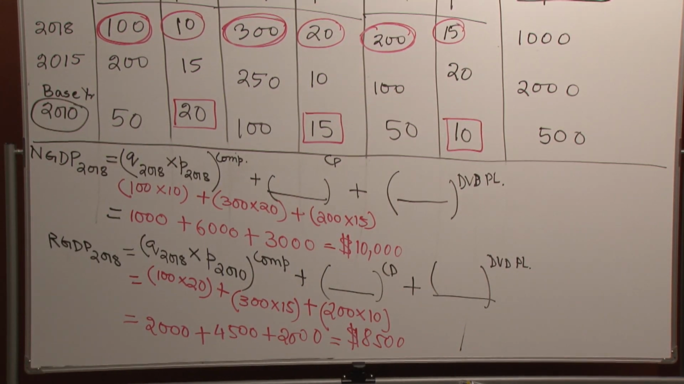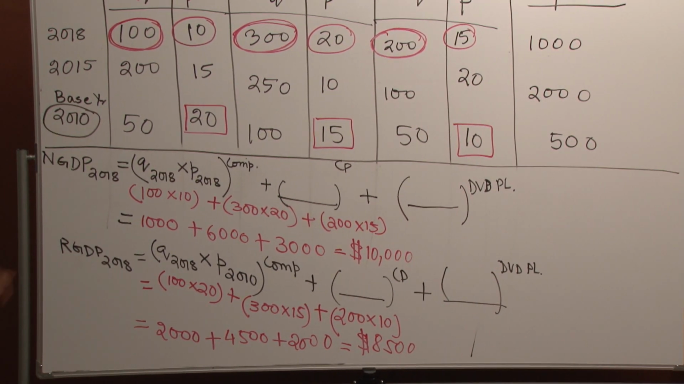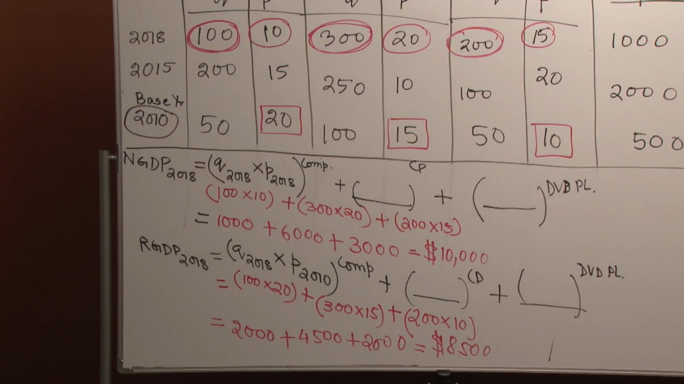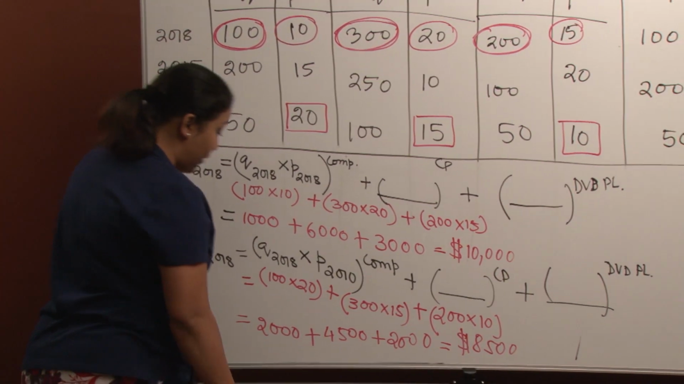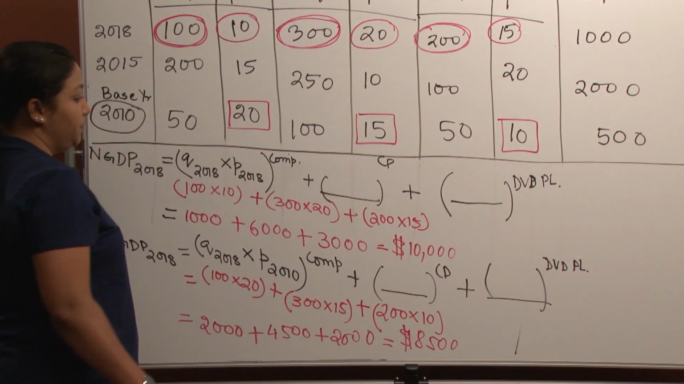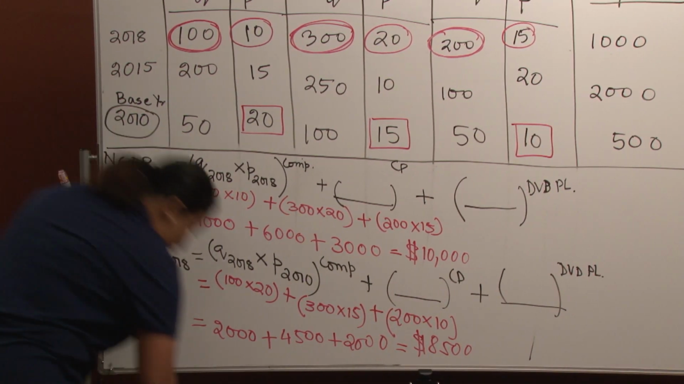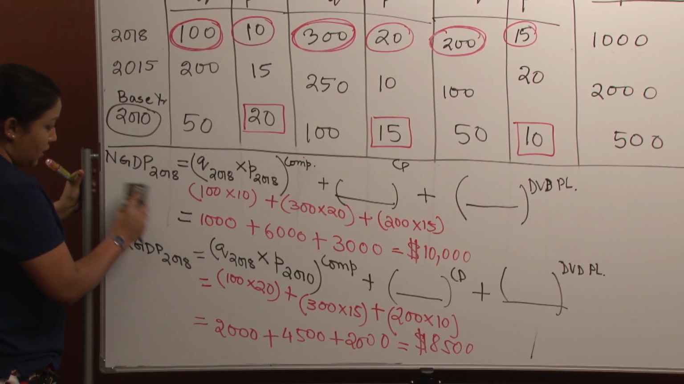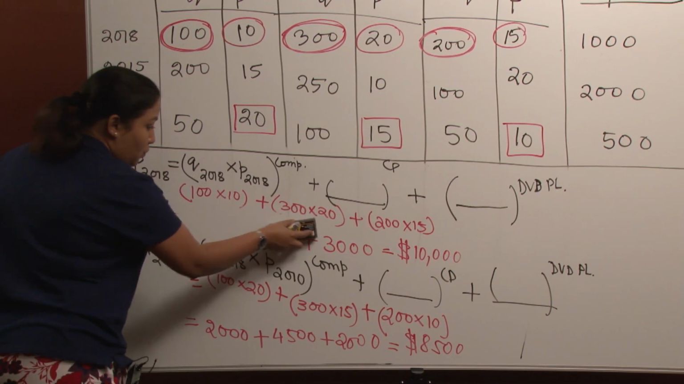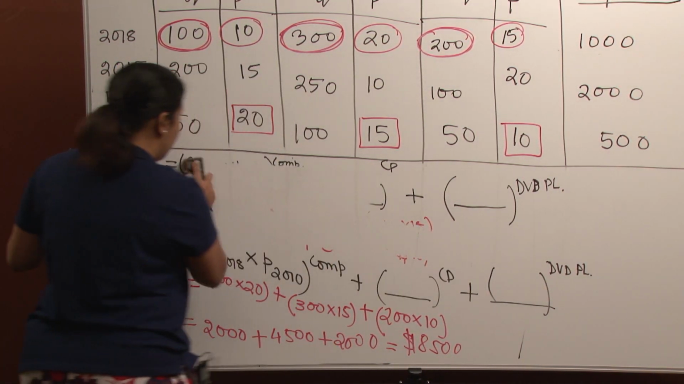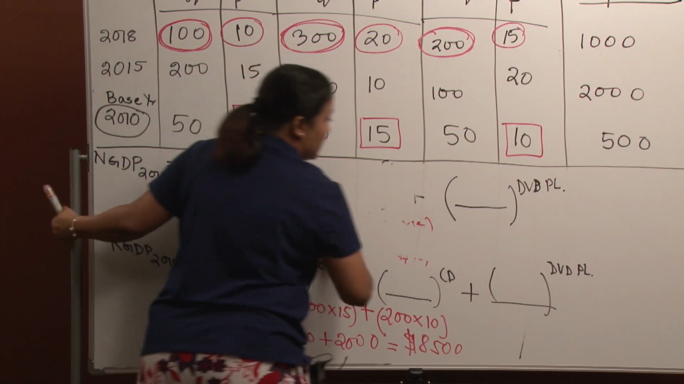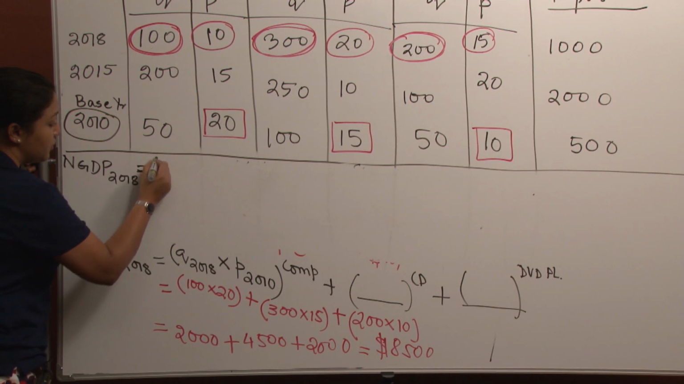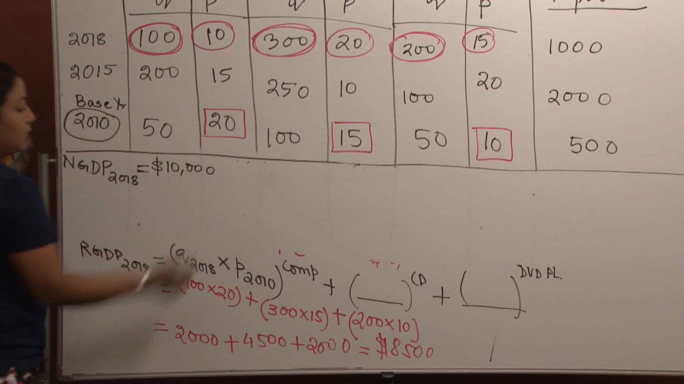Right. So you can see that the real GDP of 2018 is actually less than the nominal GDP. Right. So that's giving you a better picture. If I did the same thing, if I found out the real GDP for 2015, let me just wipe this out. Let me just remember the number for lack of space. Let me remember that the answer for this was 10,000. Okay.